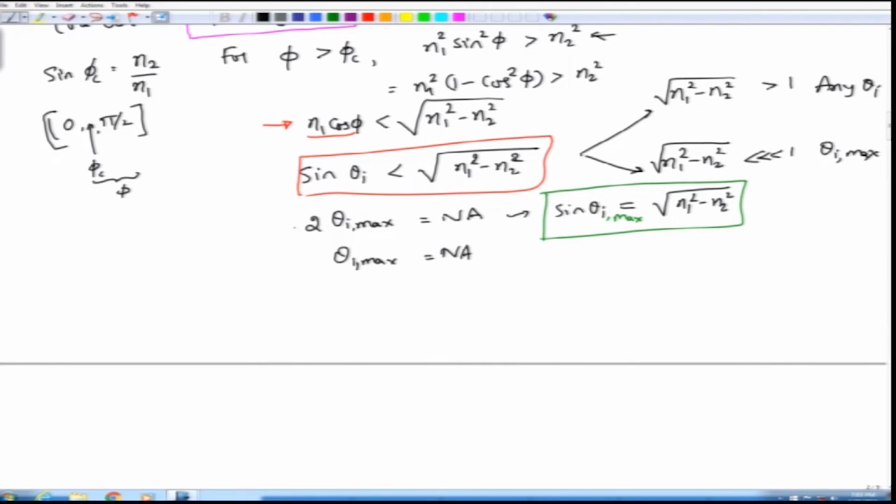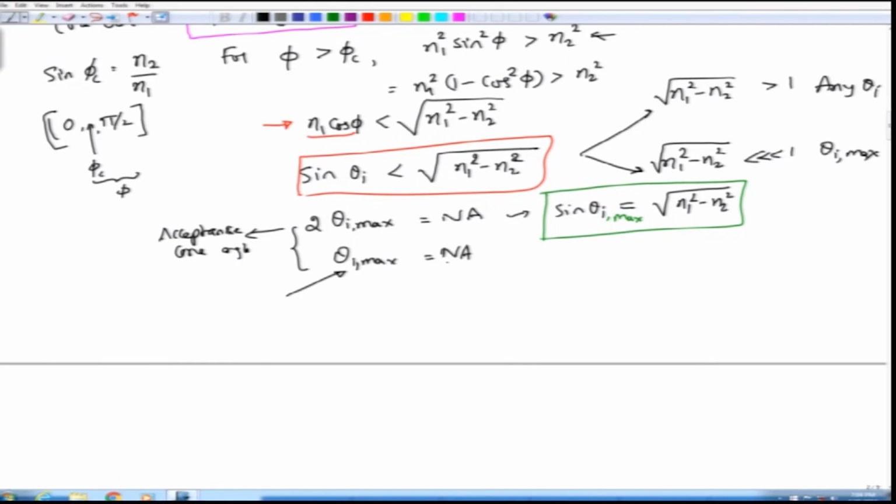So, we will assume that theta I max is equal to the numerical aperture and call this 2 theta I max the acceptance cone angle. Just to give you the idea of a cone, we will call this the acceptance cone angle, whereas theta I max we will call the numerical aperture.